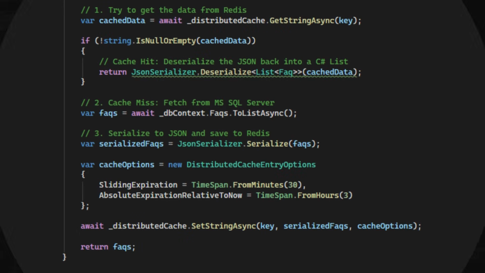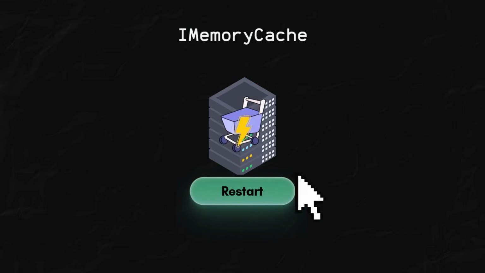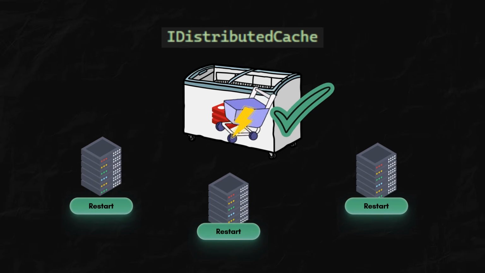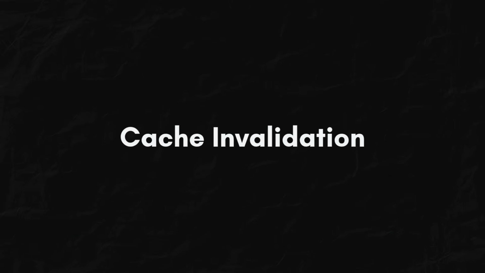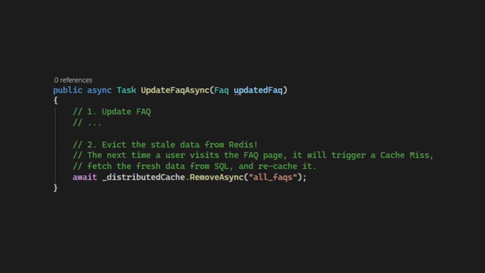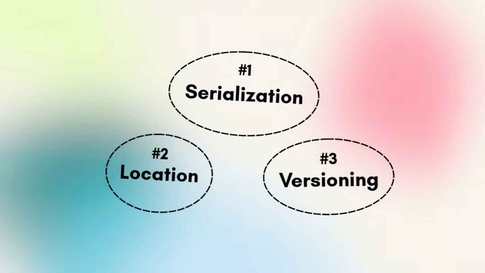Now one of the benefits of using distributed caching, since the fridge is outside. Unlike IMemoryCache, the cache will remain in Redis even after restarting the app. For cache invalidation, simply remove the cache entry like this. However, there's something important to keep in mind when working with Redis.